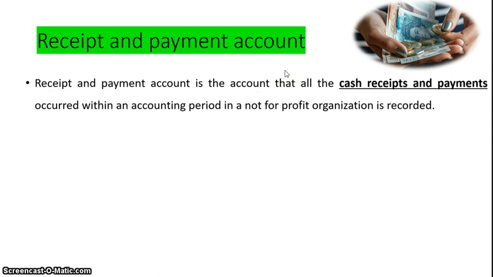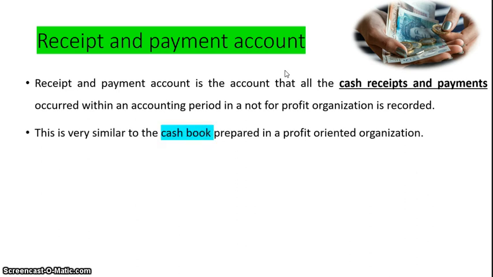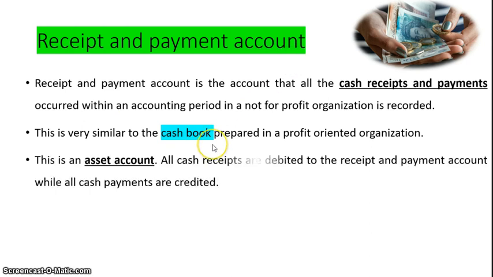So when I talk about cash related transactions, do you remember any similar prime entry book? Cash book. Okay, so you have learnt about the cash book. The cash book is prepared by the profit oriented business. Remember, a profit oriented business will have this cash book as the prime entry book. But similar to this cash book, in a not-for-profit organization, we do this receipt and payment account. We don't do a cash book, we do a receipt and payment account. But again, it's similar to the cash book.